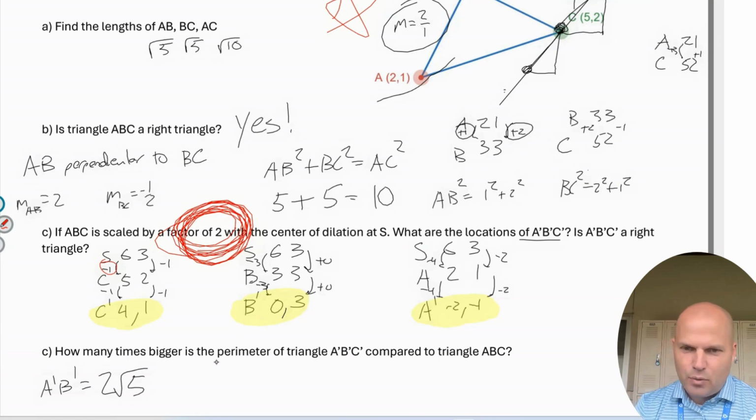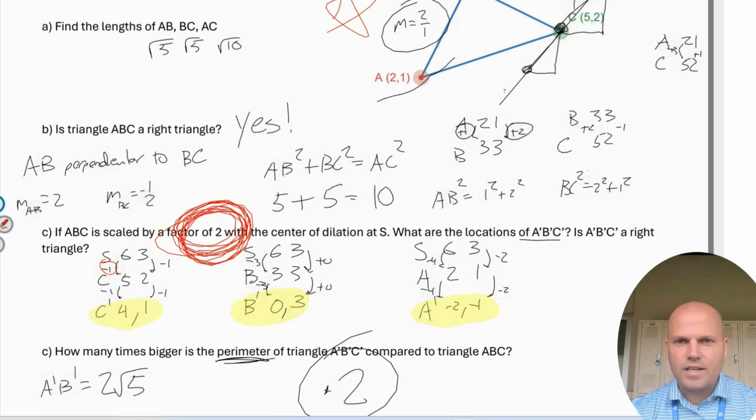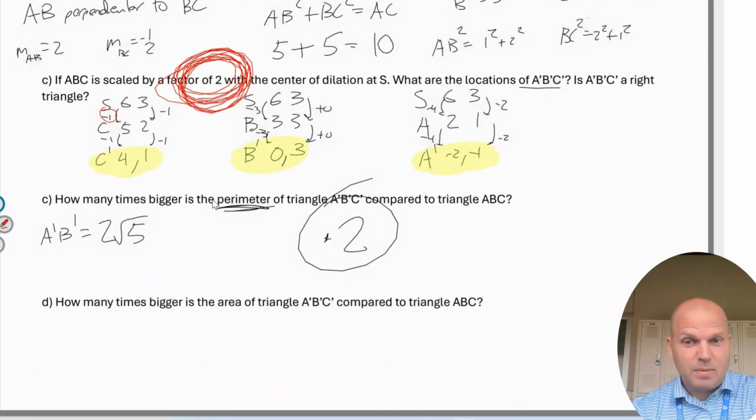So what about our perimeter? Well, if you know the perimeter of this, you just need to double it. That's it. If your lengths are doubled, your perimeter is doubled, you don't have to waste time doing a lot of work. You should just know the relationship. Could you double check? Sure. Would it be a waste of your time? Yes. All right, cool.